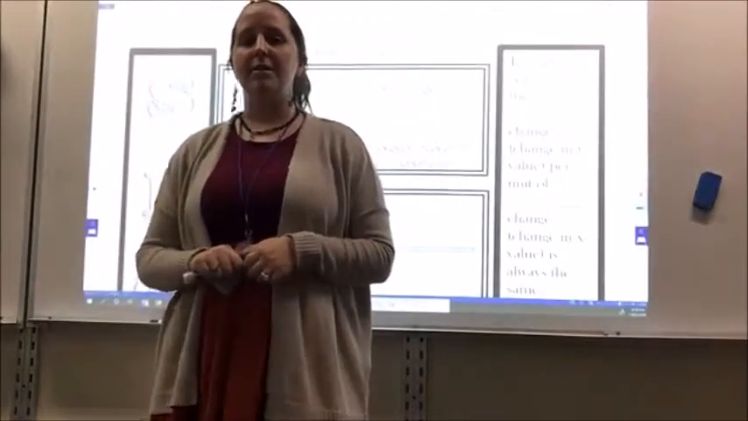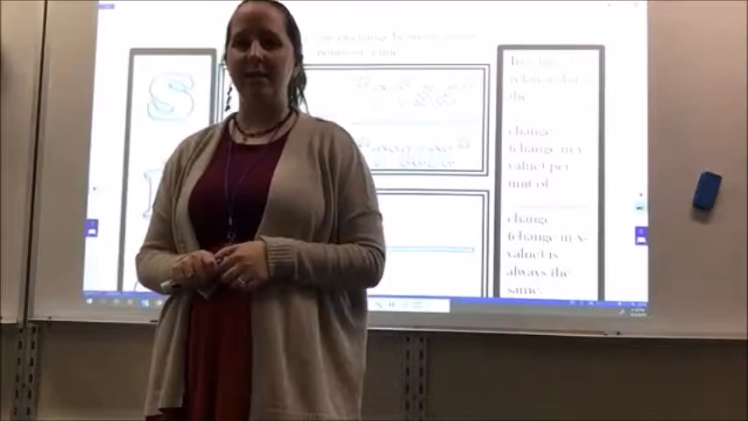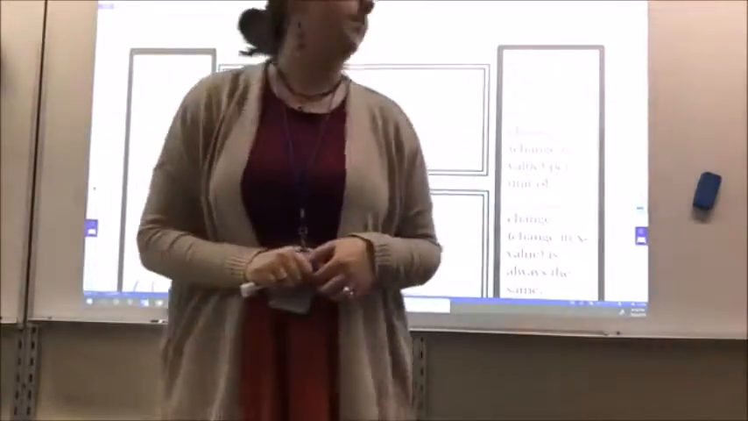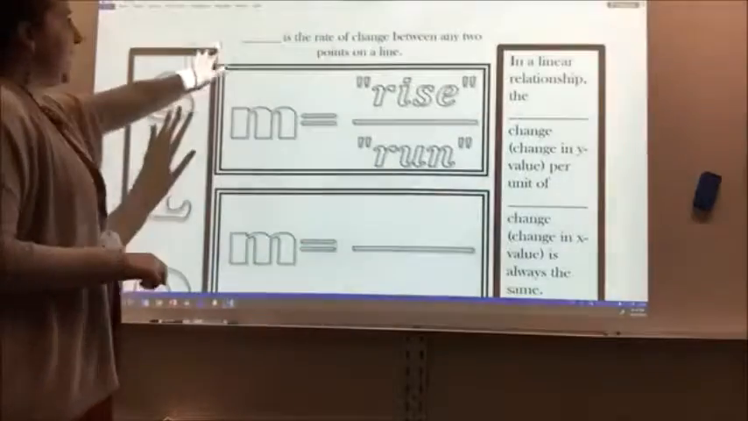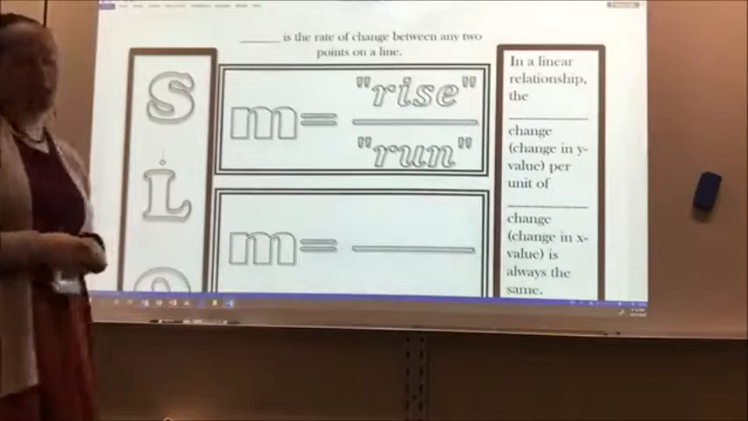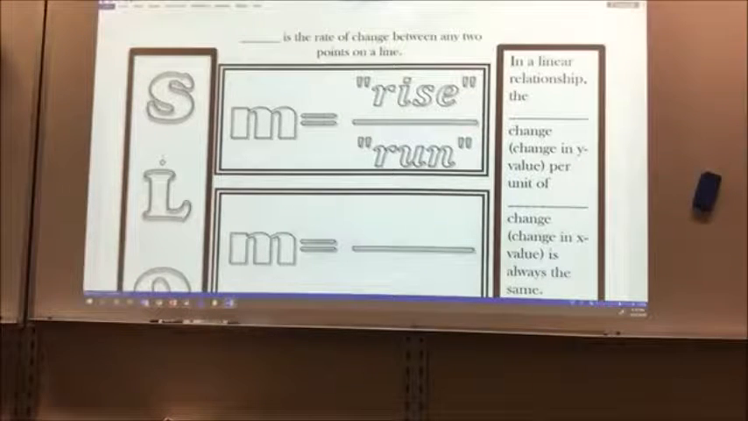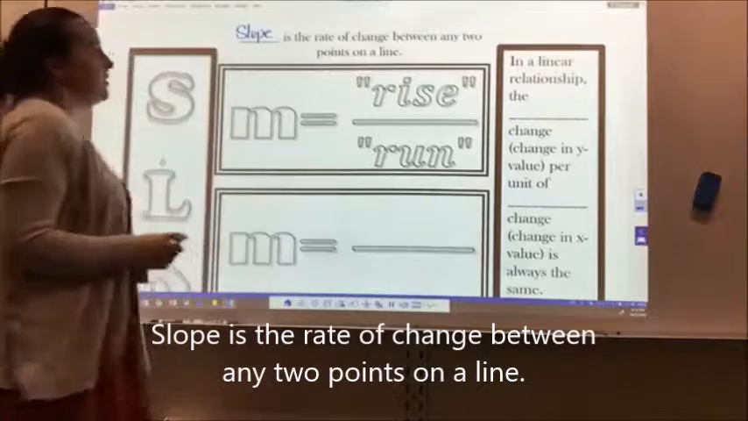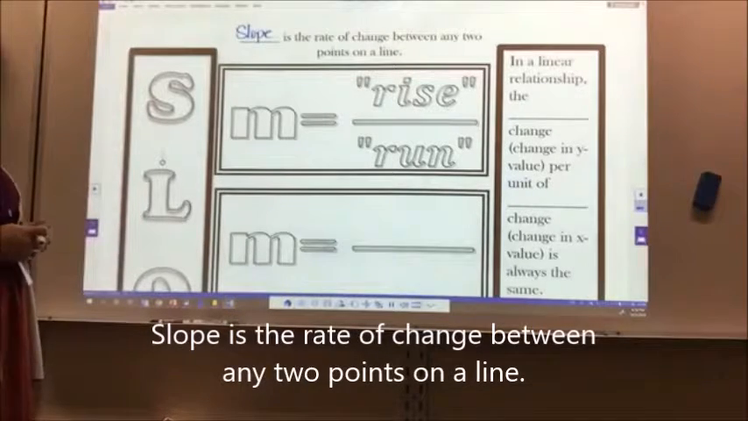All right, this is Chapter 1, Lesson 8, Slope. So, blank is the rate of change between any 2 points on a line. In that blank, you're going to write slope. Slope is the rate of change between any 2 points on the line.